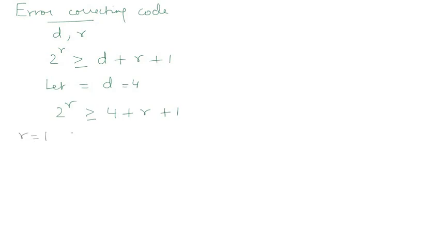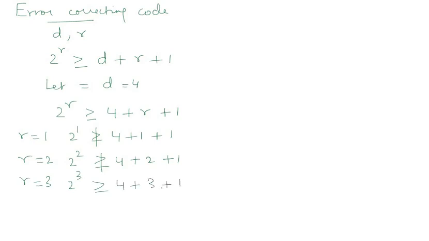If R is equal to 1, this is not satisfied. Now take R is equal to 2. Four plus 2 plus 1, so this is also not satisfied. Take R equal to 3. This is 4 plus 3 plus 1, so this side we get 8. This is also equal to 8. So 8 is equal to 8. So we can take the number of redundant bits is equal to 3. So for 4 data bits, we can take 3 redundant bits.